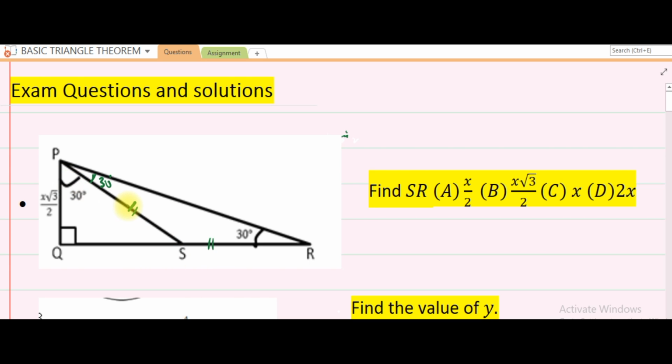So again, coming here, this is also a 30, 60, 90 triangle, which states that the ratio is 1:√3:2. So if you notice, this is x over 2√3, so whatever that is here must be x over 2, because the angle here is 60 degrees. If you could remember our 30, 60, 90 triangle theorem, the hypotenuse is double the length opposite to 30 degrees. So x over 2 times 2 is x, meaning here must be x. So the answer is C.